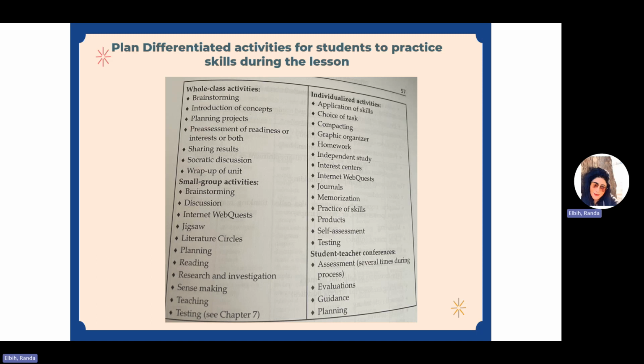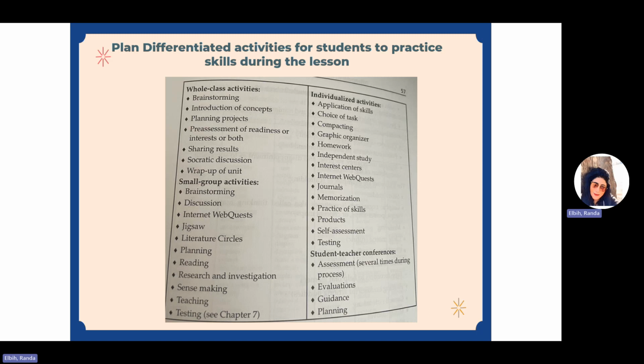Here are some differentiated activities for students to practice skills during the lesson. There are whole class activities like brainstorming, introduction of concepts, planning projects, pre-assessment, and whole class activities are good because then students can observe other students engage in those activities, and actually students learn very well from other students too. So when you engage the students in whole class activities like a Socratic discussion and sharing results, everybody learns.